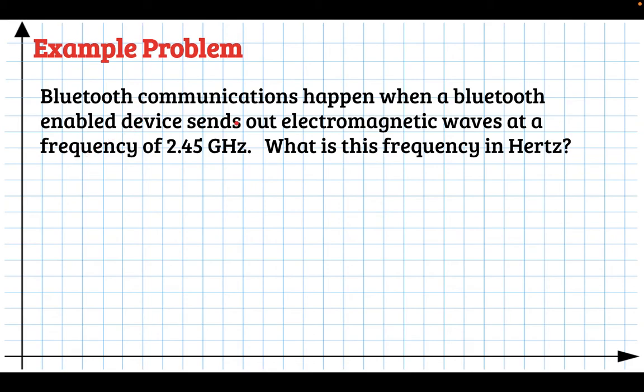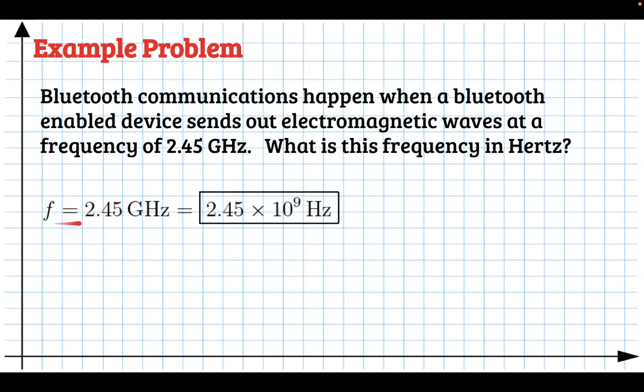Bluetooth communications happen between your phone and your headphones, for example. They send out electromagnetic waves, and those waves are 2.45 GHz. So this is a gigahertz. See the hertz? You know hertz? The G in front of it means gigahertz. So the question is, what is this frequency in hertz? So don't make this problem harder than it is. I'm just trying to see if you know what giga means. So you look up in your table of metric prefixes. Giga means 10 to the 9th. So 2.45 gigahertz simply means 2.45 times 10 to the 9th hertz.